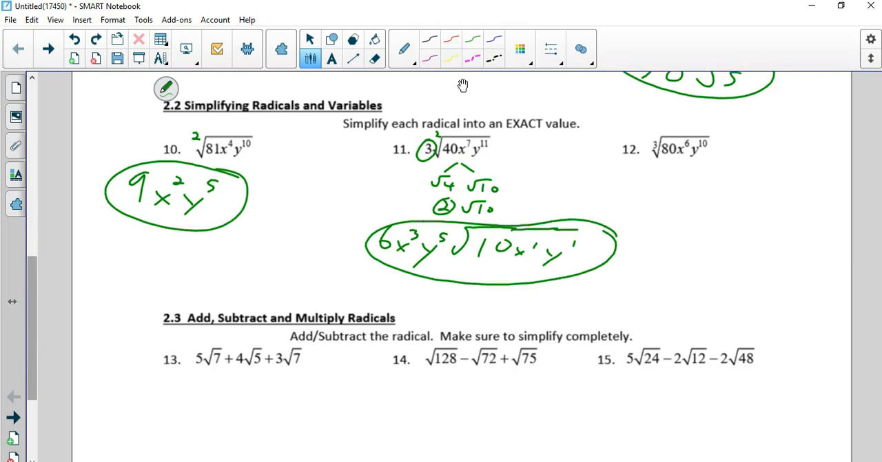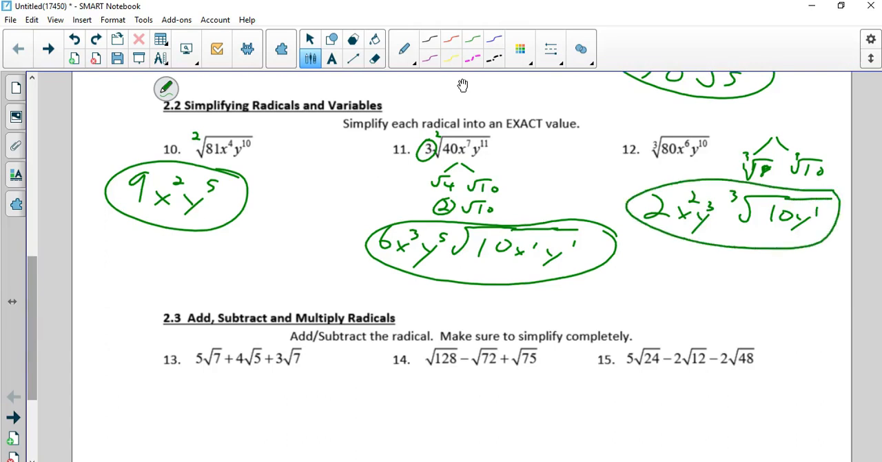Cube root of 80. Well, obviously going to break down: cube root of 8, cube root of 10. So that's going to be 2, right over here. So 2 is going to come out. We're definitely going to have a cube root of 10. X: 6 divided by 3, 2. Y: 3 goes into 10 3 times with 1 left over. 3 times 3 is 9, plus 1 is 10.